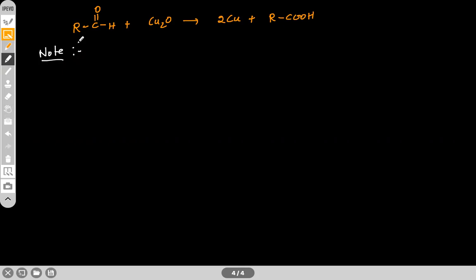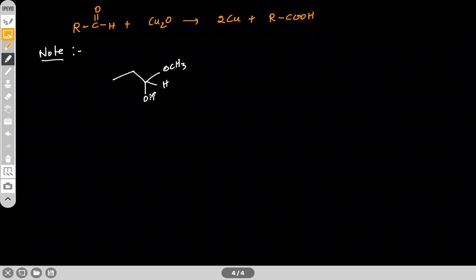Ketone does not give this test. What about this one? So this also gives Fehling's test. Why? Because of active hydrogen. Active hydrogen is the reason. Hemiacetal gives this test: OR, OH, H and R. Hemiacetal. Ketone does not give this test.